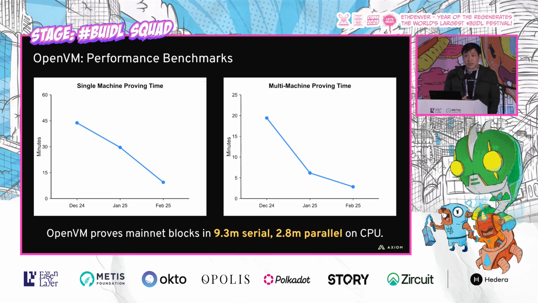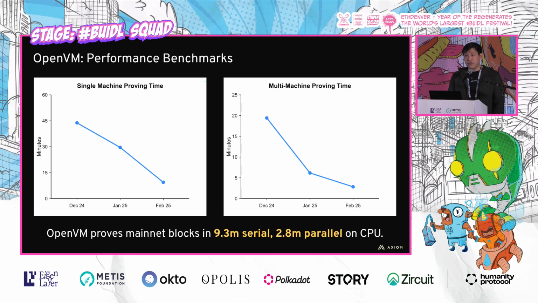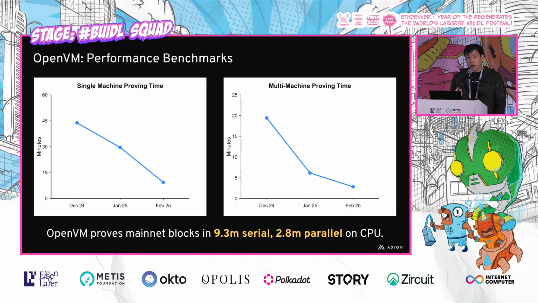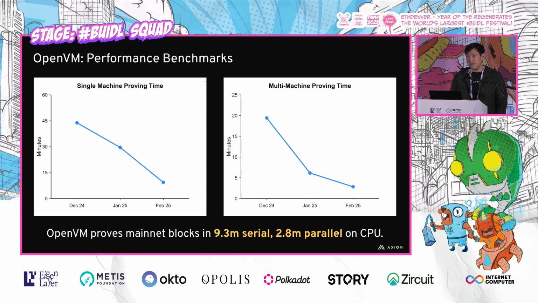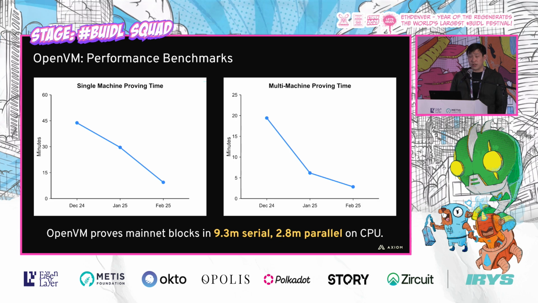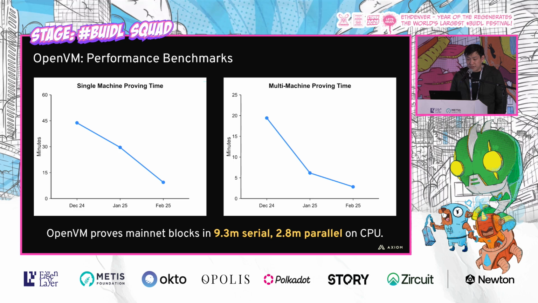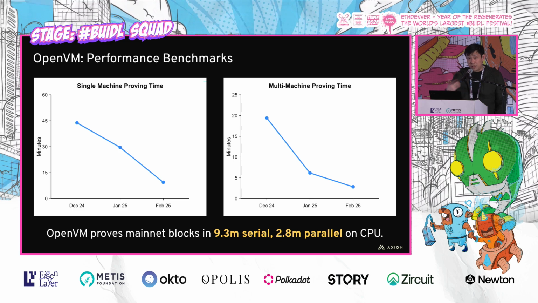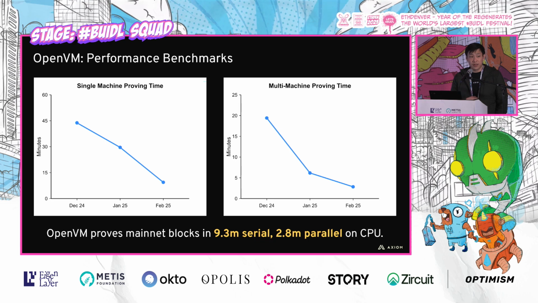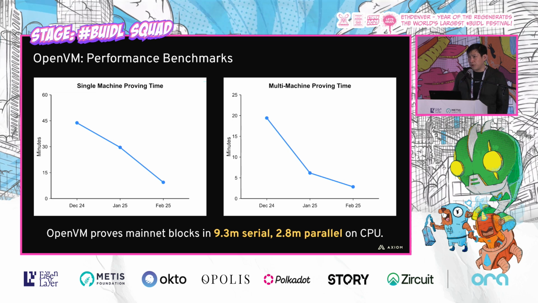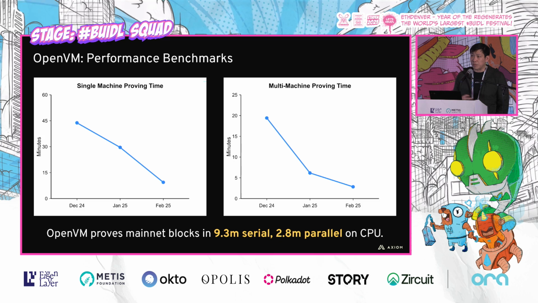All right, so just to give a sense of where we are, we first announced OpenVM in December, right before the holidays. And we evaluate our performance on the time it takes to verify the execution of a single Ethereum mainnet block using the RETH node. And so today, using CPU benchmarks, we're able to prove a mainnet block in about 9 minutes on a single machine, or a little under 3 minutes using multiple machines. And as you can see, the progression since our release in December has been pretty rapid.